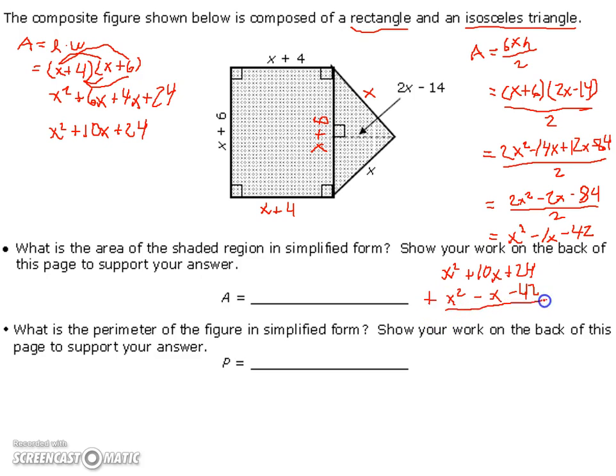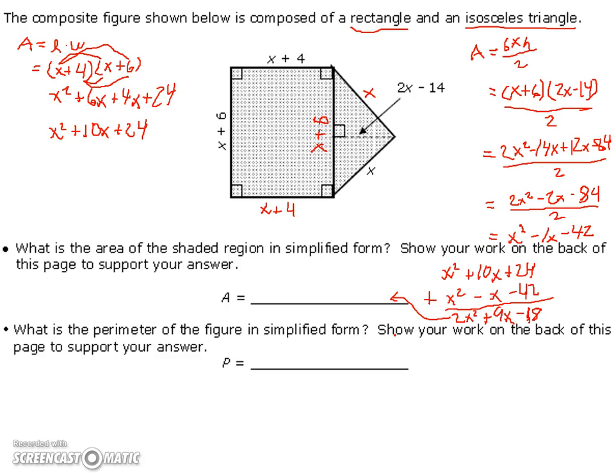Alright, so now it's just a matter of adding those together. So 1x squared plus another x squared just makes 2x squared. 10x take away 1x leaves us with 9x. And then here we got 24 minus 42, which is what, negative 18? Alright, so that expression, 2x squared plus 9x minus 18, would represent the area of my composite figure.